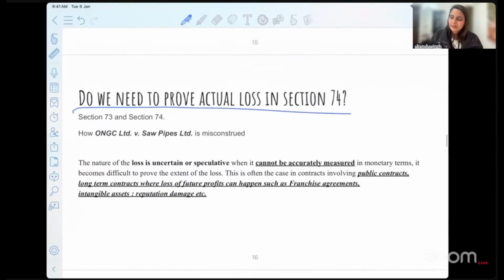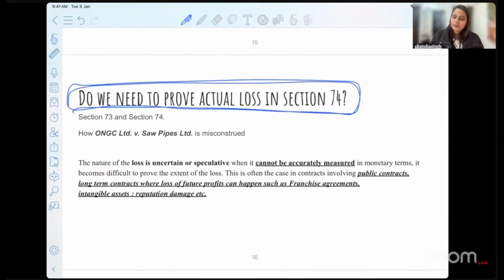Okay, the red part of section 74 has come now, and we have to find the answer to it. My title here says, do we need to prove actual loss in section 74? Because, ma'am, when I read the provision, it says whether actual loss or damage is proved or not. So what do we really follow? Now, why has this confusion happened in the first place?